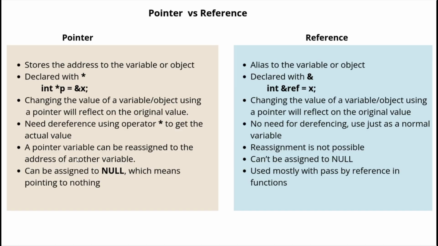Also, you can reassign the pointer. Let's say you have a pointer p pointing to the memory address where x is stored. Later, this pointer can point to another variable also. You can also assign it to NULL if you don't want it to point anywhere, which means pointing to nothing. We are not pointing to any memory location, so you can assign NULL, just capital letters. But this is not possible with a reference. Once you assign it, you cannot reassign it, and you also cannot assign a reference to NULL. It will give you a compile error.